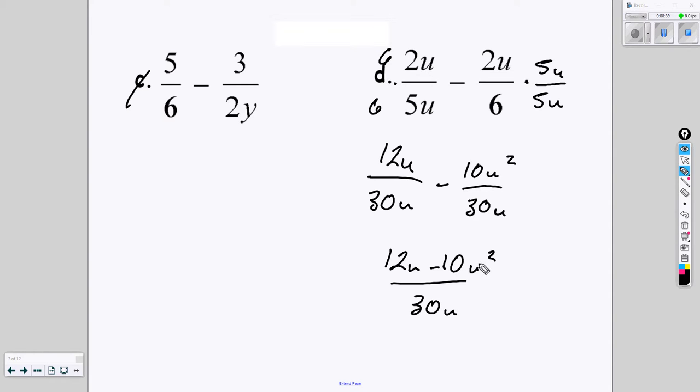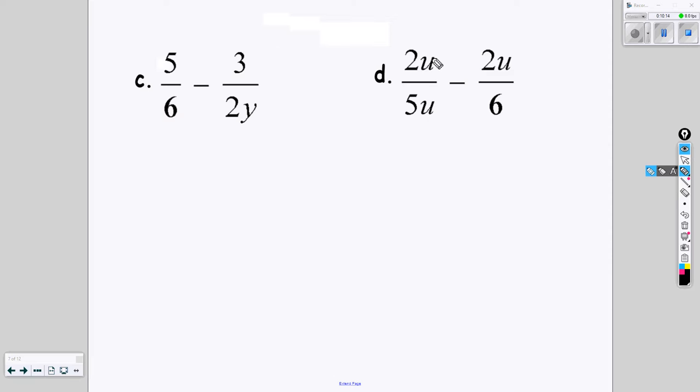All right, if we notice, we have a u in each one of these terms in the numerator and a u in the denominator. So we can cancel out one of those u's. And then also in terms of the integers here, we do have a common factor. That would be a common factor of 2. And if we cancel out that common factor of 2, we get 6 minus 5u on 15.